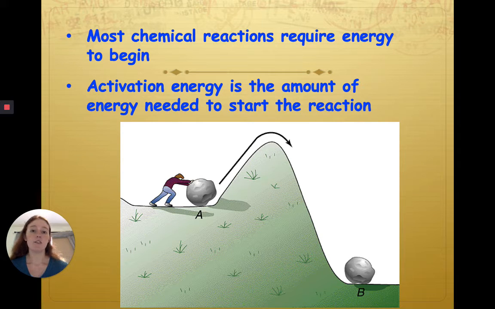Most chemical reactions are going to require some type of energy in order to begin, and that energy is called the activation energy. So the goal of this little guy here, he is trying to make this boulder roll down the hill. In order for it to roll down the hill, he has to push it up the hill first. So this would be considered the activation energy because it's not going to roll down the hill until he gets it to the top. So he is pushing it up the hill. Once he gets to the top, the reaction will begin and it will go straight down, landing at the bottom.